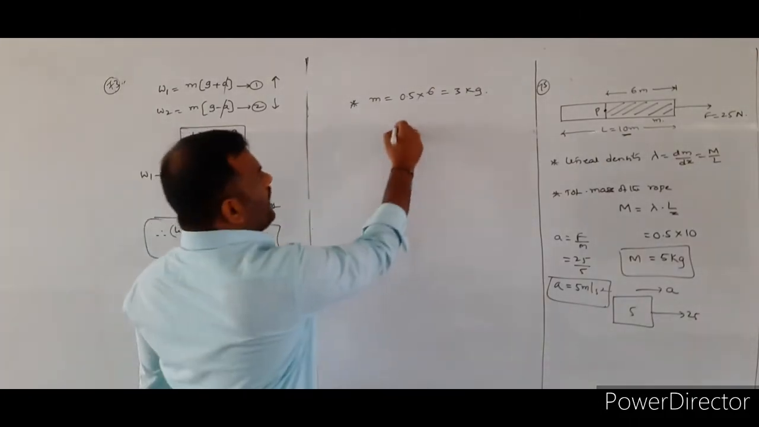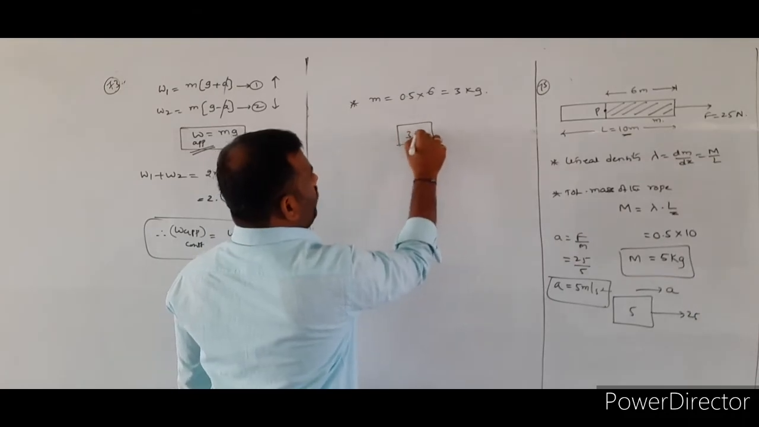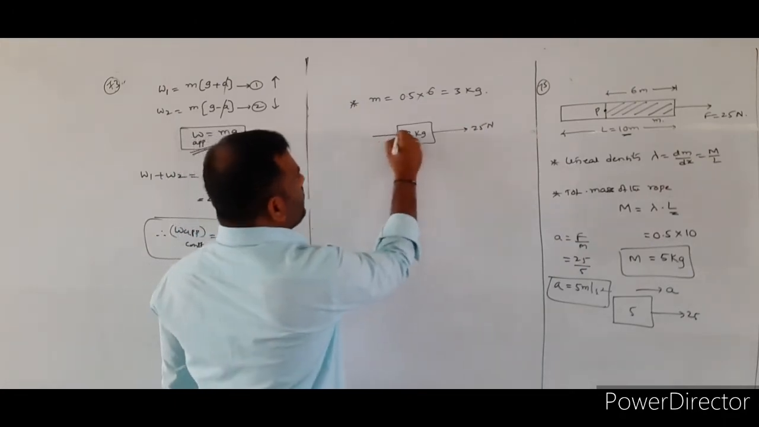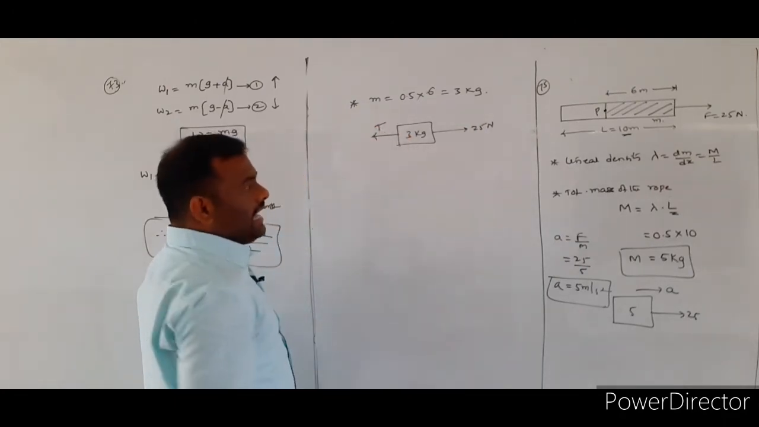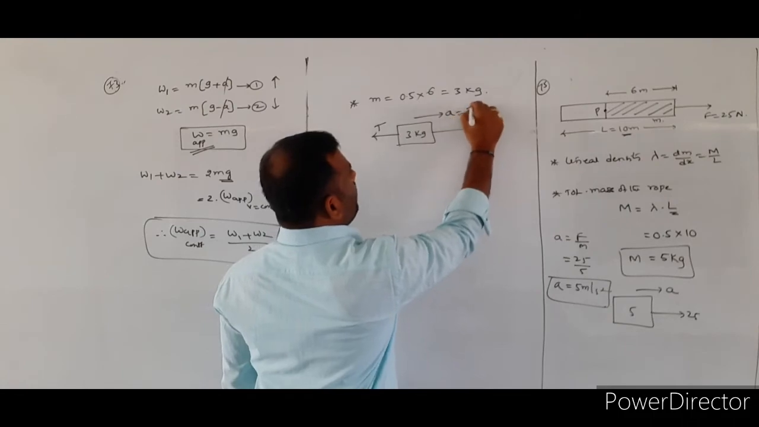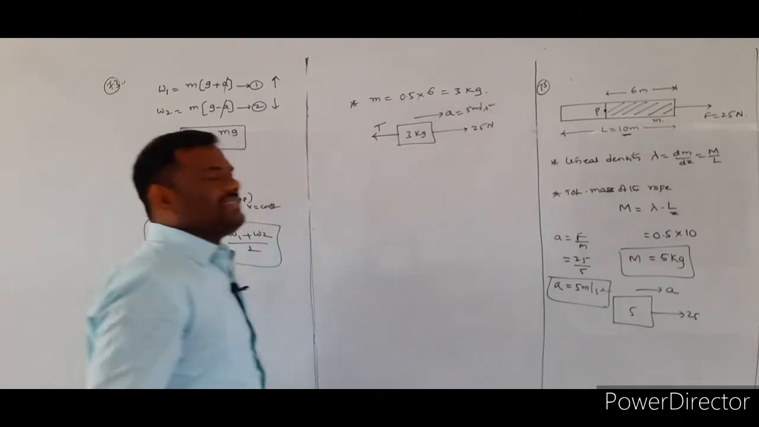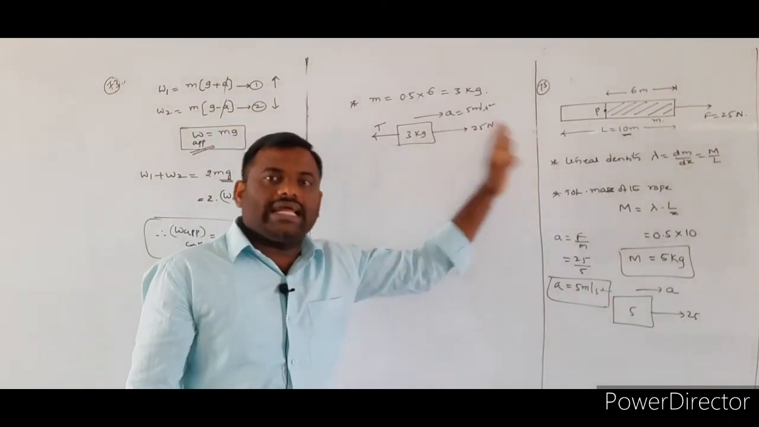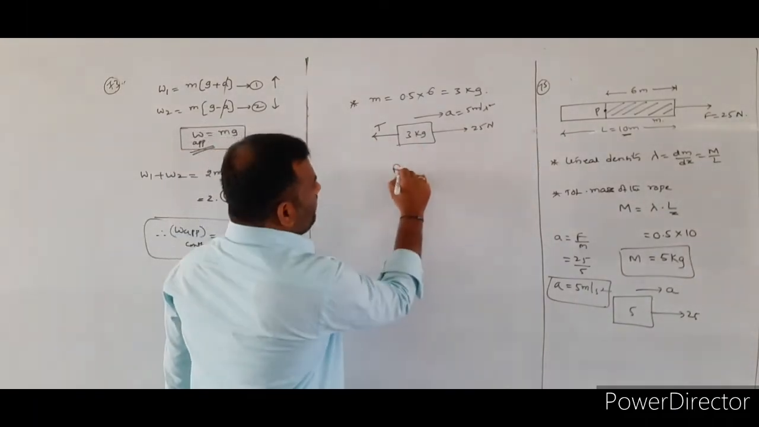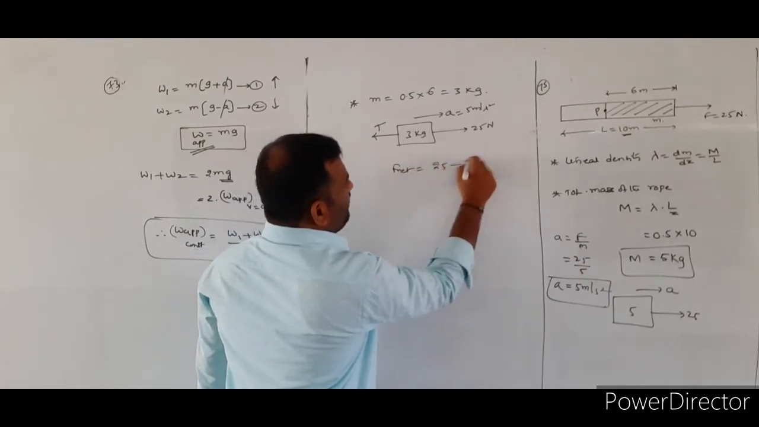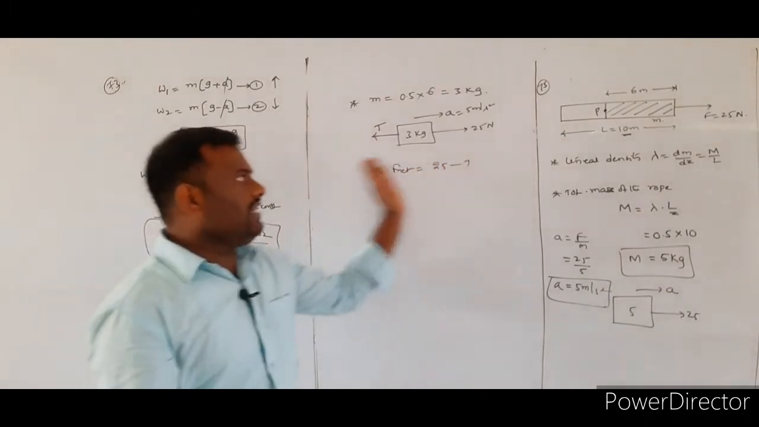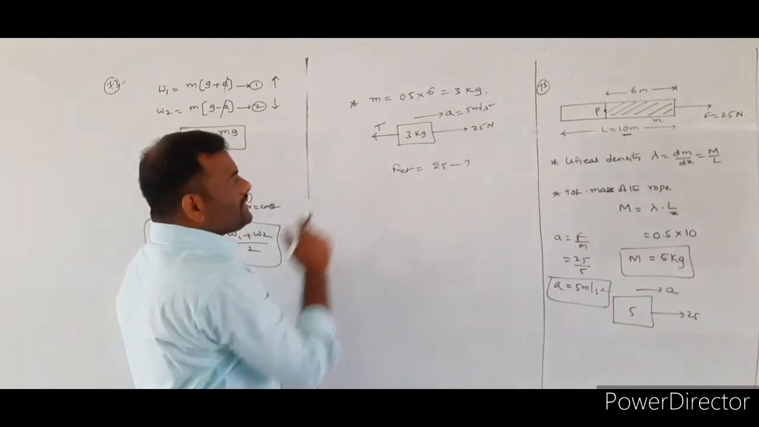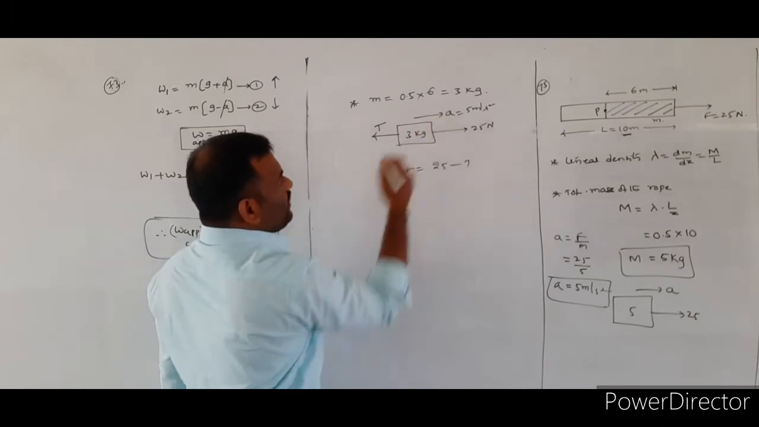Now I draw the free body diagram. Its mass is equal to 3 kg. Towards the right side 25 Newton will be applied, and the tension developed within the string will be taken as T, and it is moving with an acceleration of a equal to 5 meter per second square. The motion of the system is towards the right side. So I write F net is equal to 25 minus T. Pulling force is 25, and the opposing force is T.